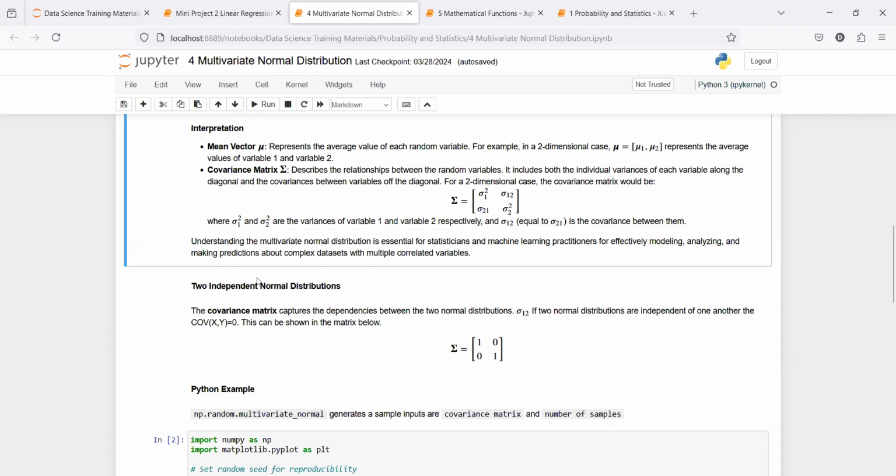In two independent normal distributions, the covariance matrix captures the dependencies between the two normal distributions, sigma 1, sigma 2, okay? If normal distributions are independent of one another, the covariance is equal to 0, okay? So that's what we have here. The covariance will be 0, so these two variables are basically independent of one another, right?